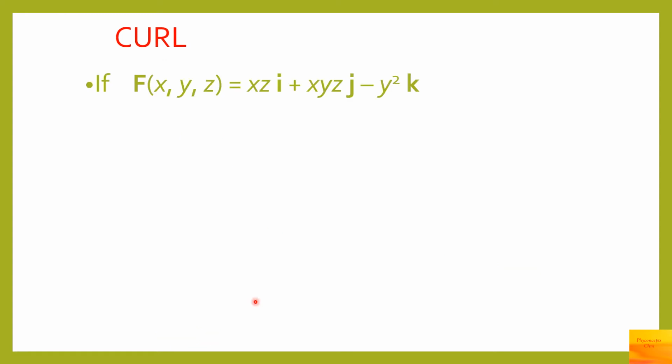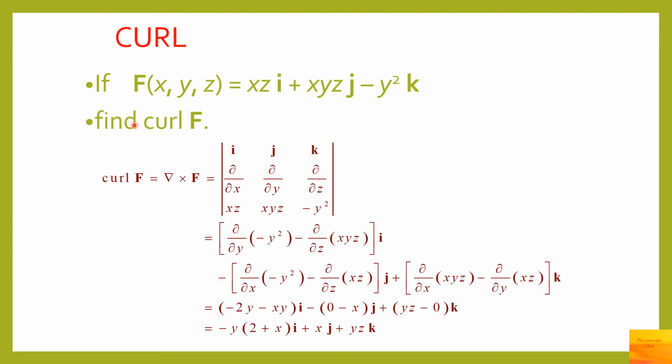We will take an example. We take F bar equal to xz i cap plus xyz j cap minus y square k cap, and we will find its curl. In the same way, we write the determinant form as i cap, j cap, k cap, then ∂/∂x, ∂/∂y, ∂/∂z, and in the third row the components of the vector F bar, that is xz, xyz and minus y square.